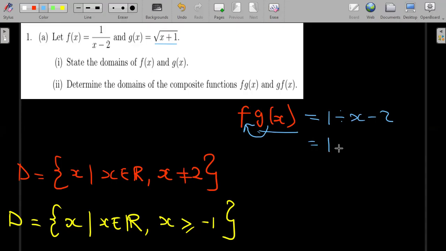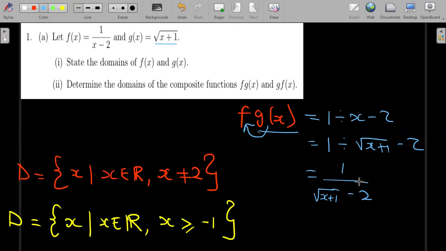So this will be 1 divided by, where there's x, we put the function g of x, which is the root of x plus 1, and then we still have this minus 2 there. Okay, so this guy here has just replaced this x. And then from there, what are we going to have? We're going to say this is the same as 1 divided by the root of x plus 1, and then minus 2. So what we found here is our composite function, f of g of x.